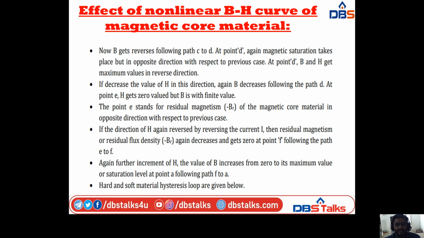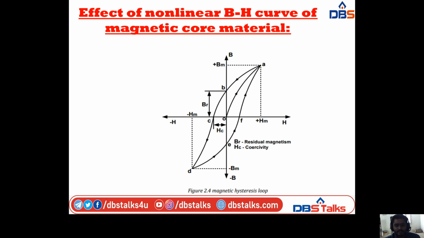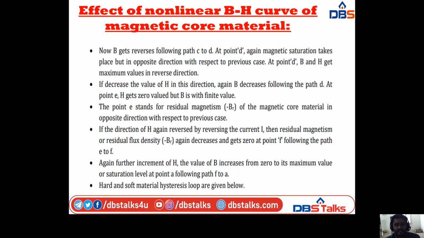At point D, magnetic saturation takes place again, but in the opposite direction with respect to the previous case. At point D, B and H get maximum values, but in the reverse direction, that is minus HM and minus BM. So if we decrease the value of H in this direction, again B decreases following the path D.